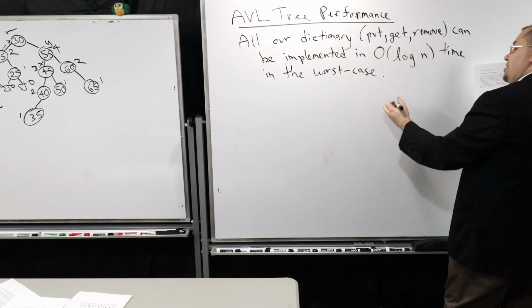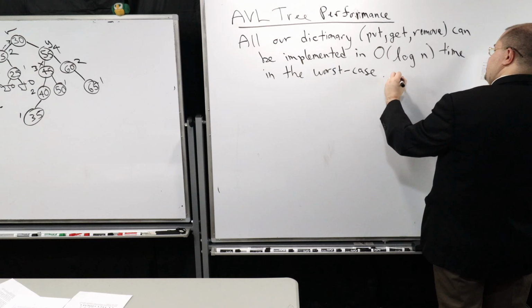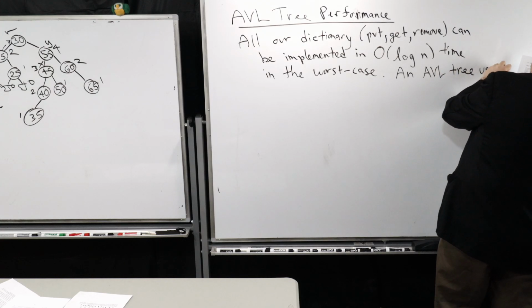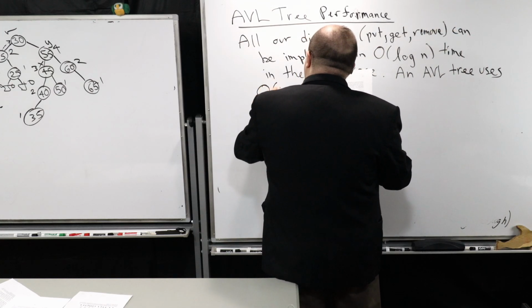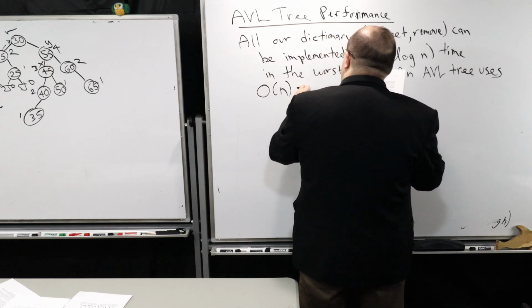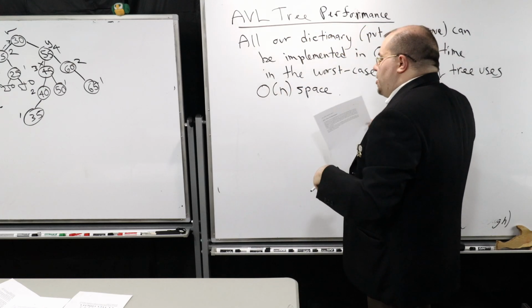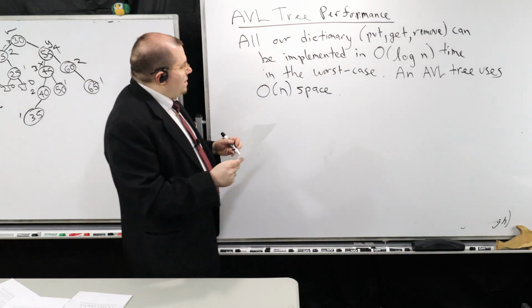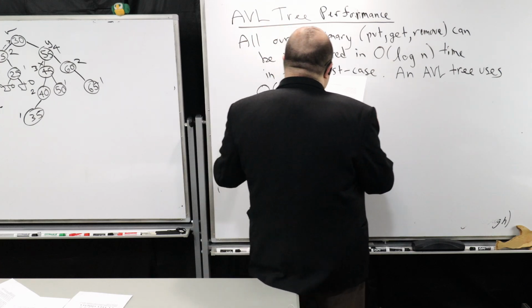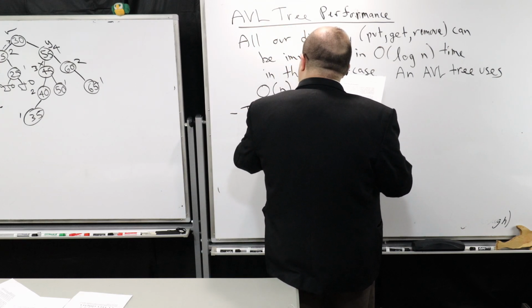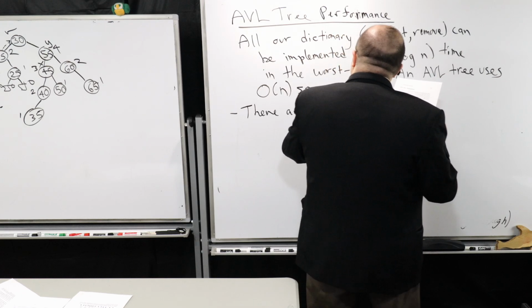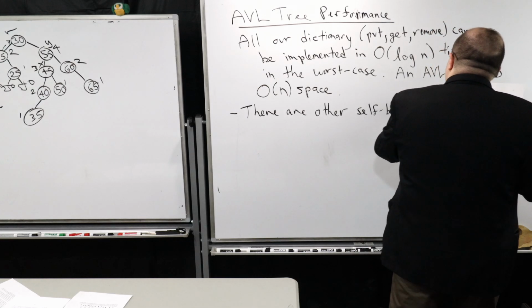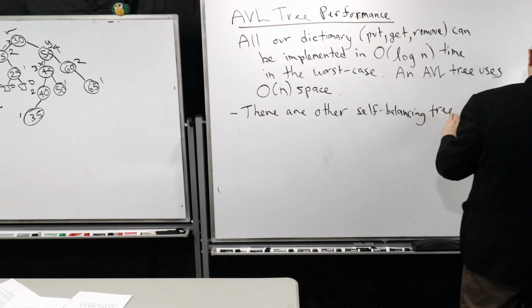The one thing I should stress is the space usage. An AVL tree uses big O of n space, where n is the number of records. Now, I want to acknowledge two things quickly. The first one is that there also do exist other self-balancing trees. So this isn't the only one in town. There is another one I want to mention.